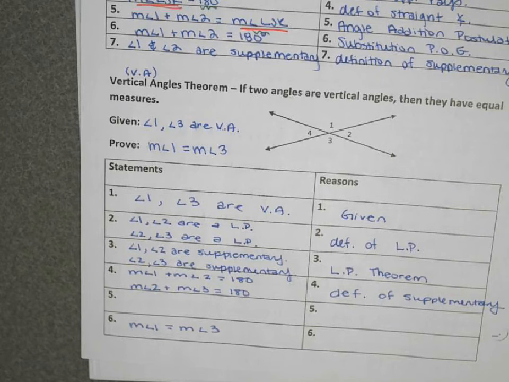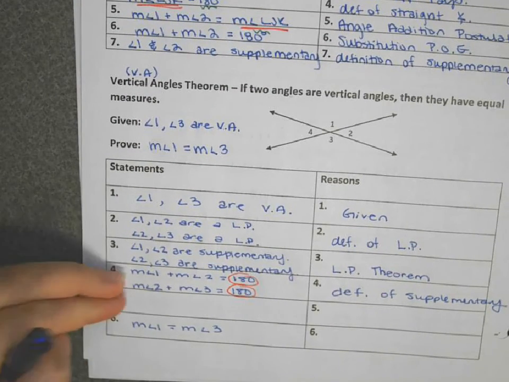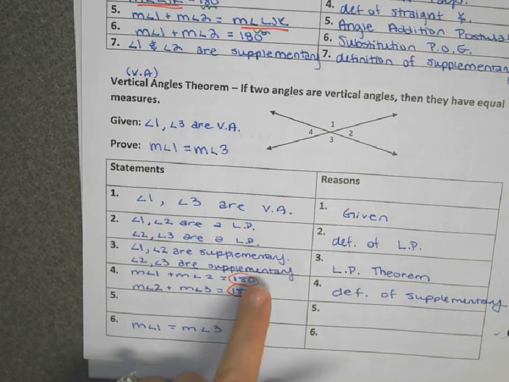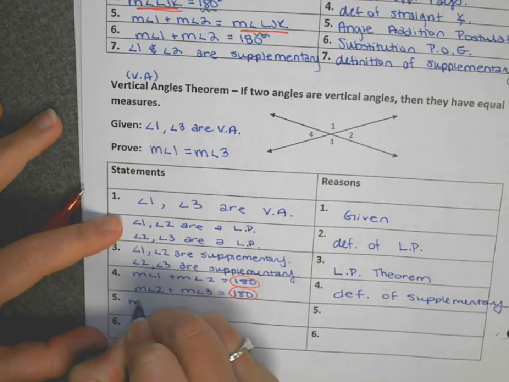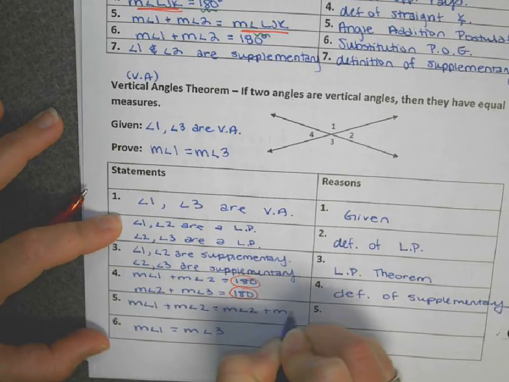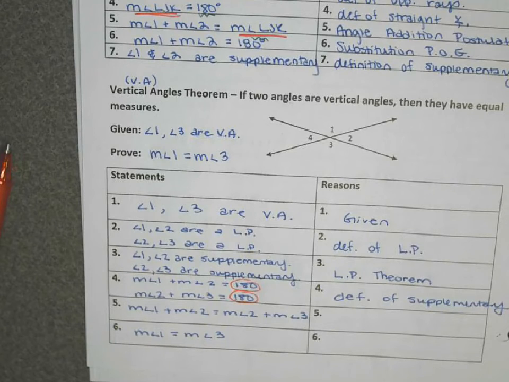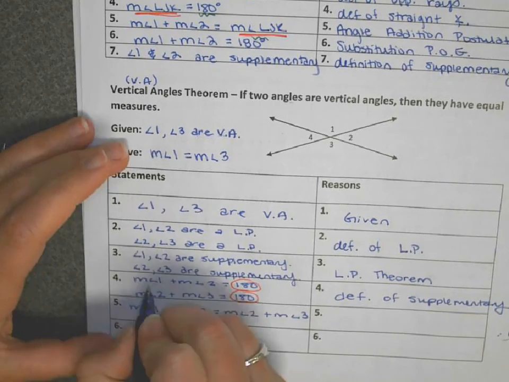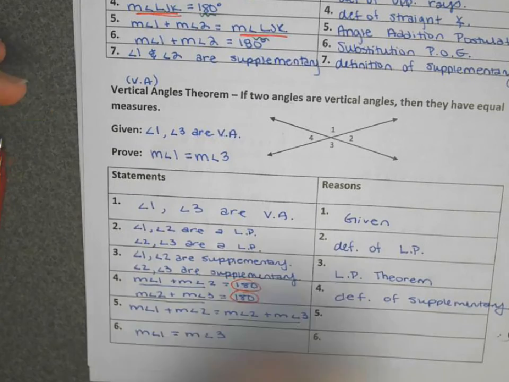Okay, well, if 180 and 180 are in both of these, then I could set those equal to each other. I could replace this 180 with that 180, which is this. So I could say the measure of angle 1 plus the measure of angle 2 is equal to the measure of angle 2 plus the measure of angle 3. If they're both equal to 180, that means these are both equal. If blue equals red and red equals green, then green must equal blue.